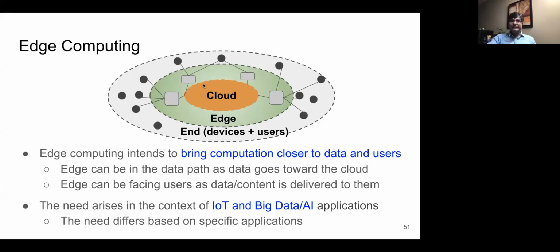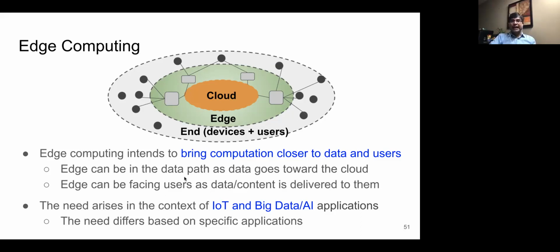And edge computing means that we need to put this computing node in between these two entities. And of course, it's a span. So the whole purpose of this edge computing, this extra computation that is happening on the way to the user or on the way to the cloud from the sensors or from the devices, is to bring computation closer to data and user. That's the overall objective here.